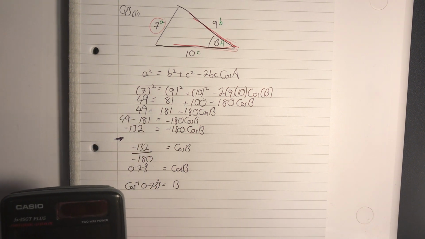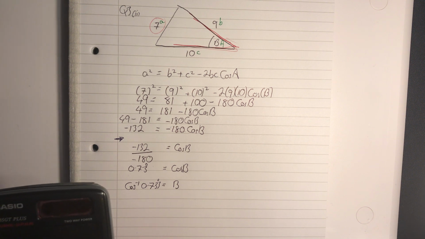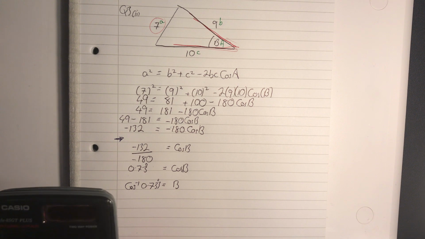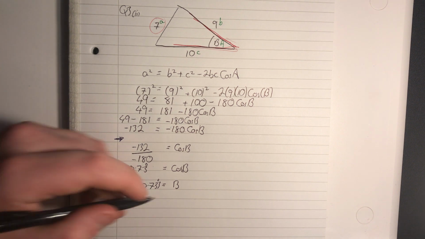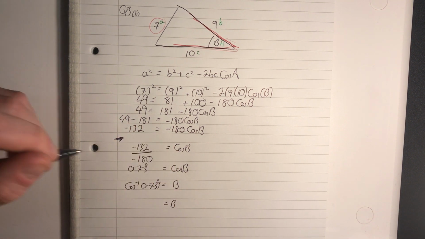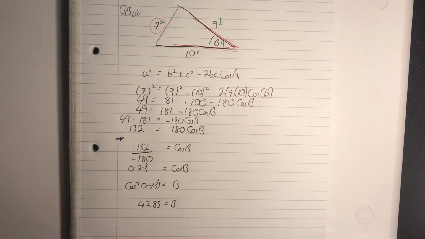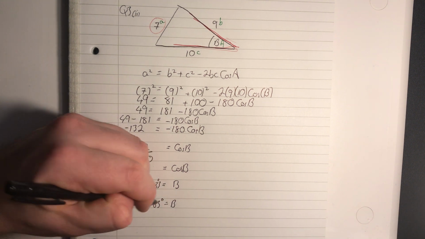So if I do shift cos and then I hit answer on my calculator, actually I might as well start doing the calculator since you can see it. I'll do it in the next time, it's too late now. Equals, so B is equal to 42.83, and that's going to be measured in degrees.